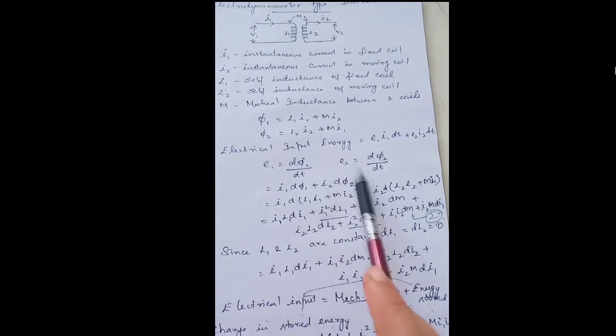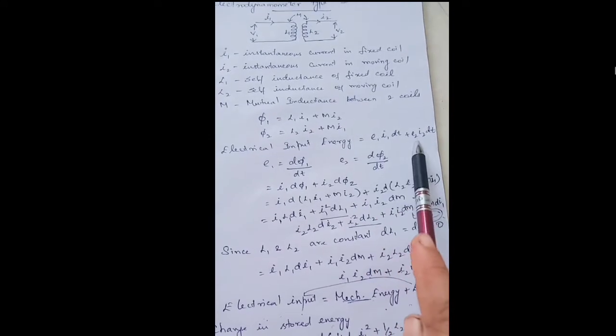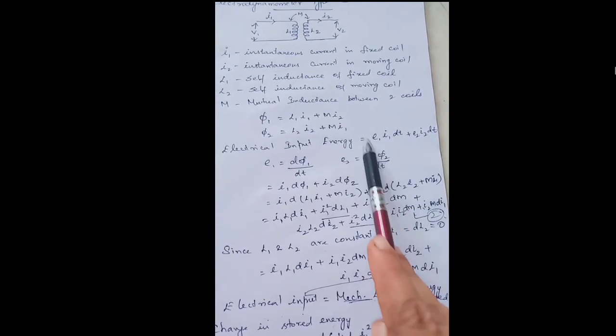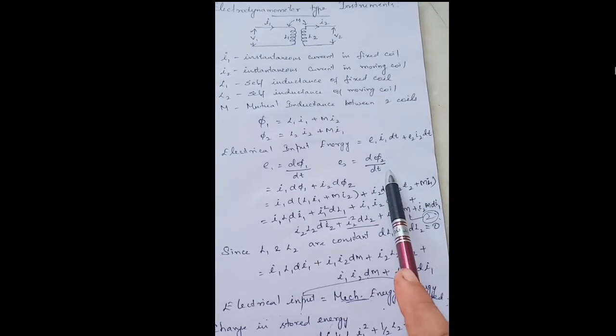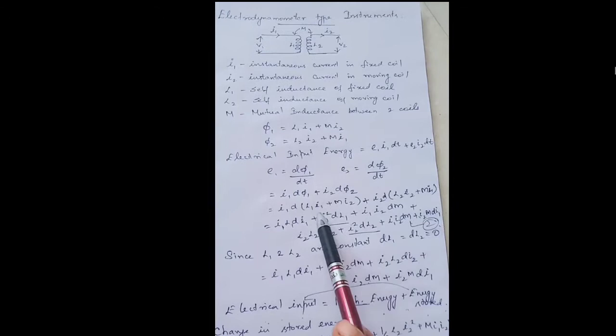So in the first step we have written E1 I1 dt plus E2 I2 dt. In the place of E1 and E2, I am going to replace d phi 1 by dt and d phi 2 by dt, and then we are differentiating one by one. So that's the electrical input energy equation.